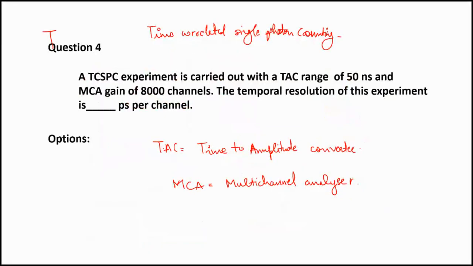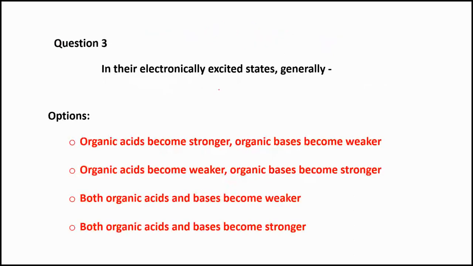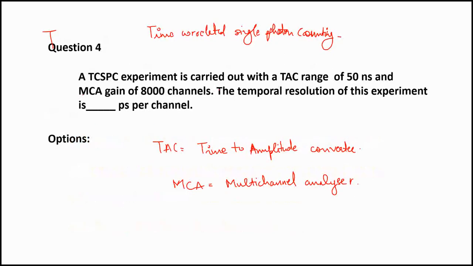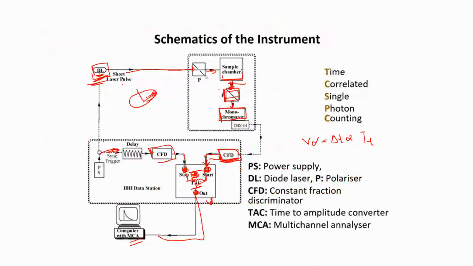So what does this TAC range mean? TAC range means time to amplitude conversion range, the time for which it will record this signal, or the time for which it will wait for the electrical signal to come. So this will be the TAC range. It will wait for 50 nanoseconds for the signal from this stop to come.